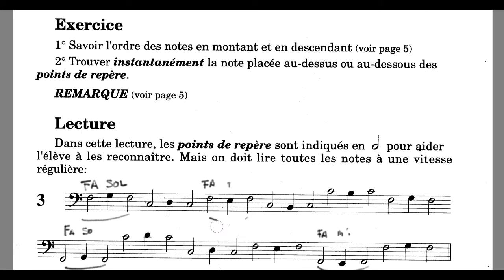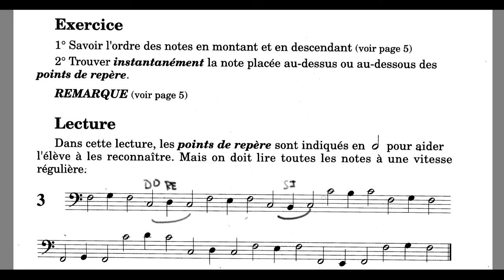Now we're going to do the same thing with the do. So let's start with the second space do, the first do that we find here. So here's our do. The note that's right above do is re on that third line. So we have do, re, do. Right below the do is the note that's on the second line, which is si. So we have do, si, do.